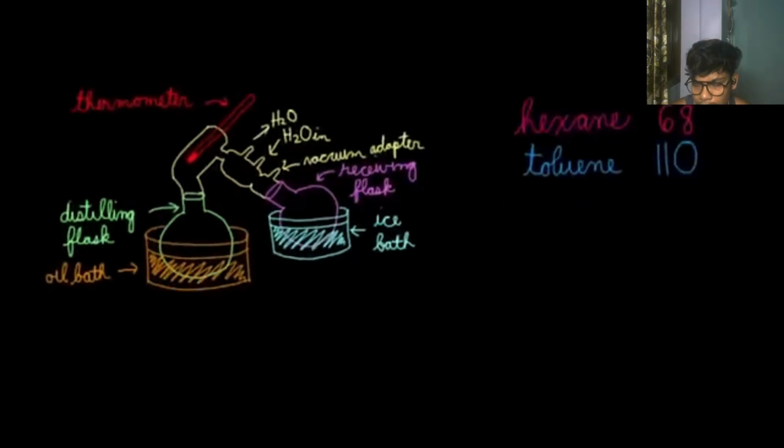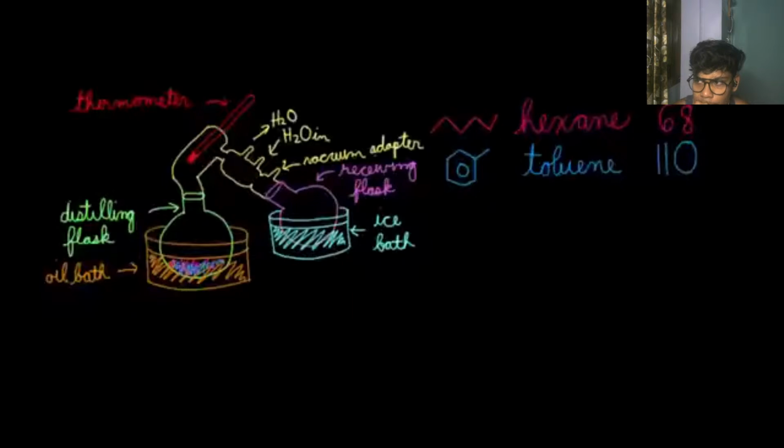Let's consider a two-component mixture as an example. First, we have hexane, which I will represent in the flask. The second component is toluene, which has a higher boiling point due to its aromatic ring structure, making it more stable and less volatile. I will also display it in the flask.